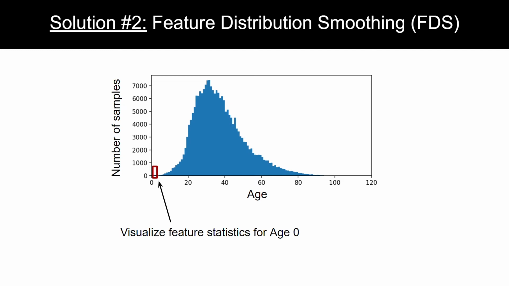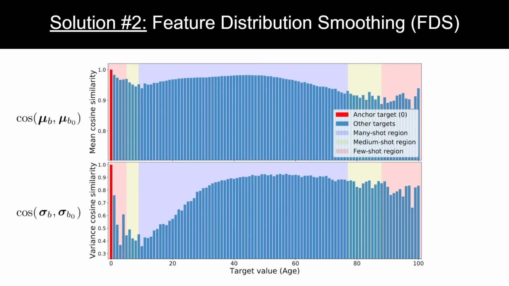We use a plain model trained on images in a real-world age dataset to infer a person's age from visual appearances. We focus on the learned feature space and visualize the feature statistics for age 0. In particular, we visualize the similarity between feature statistics. Naturally, when talking about feature statistics, we focus on the mean and the variance of the feature. Here, the upper figure shows the cosine similarity of the feature mean, and the lower figure shows the similarity of feature variance. The red bar is the anchor target, which in this case is age 0.